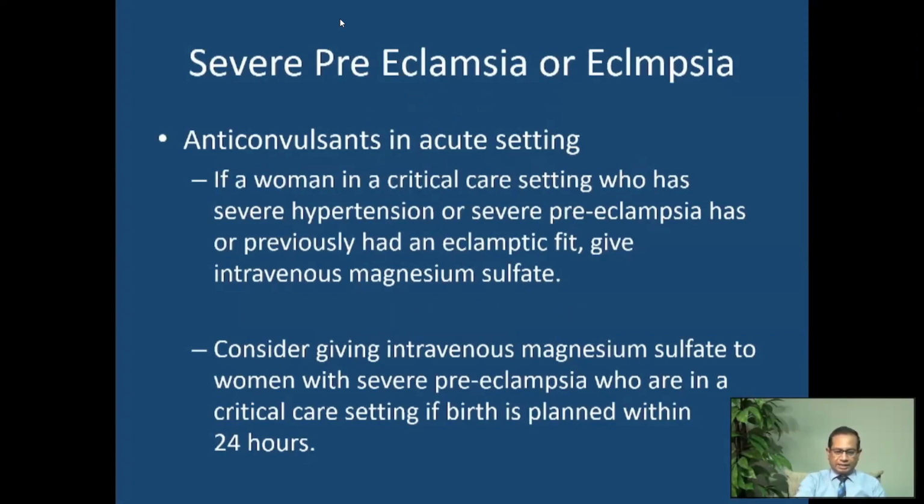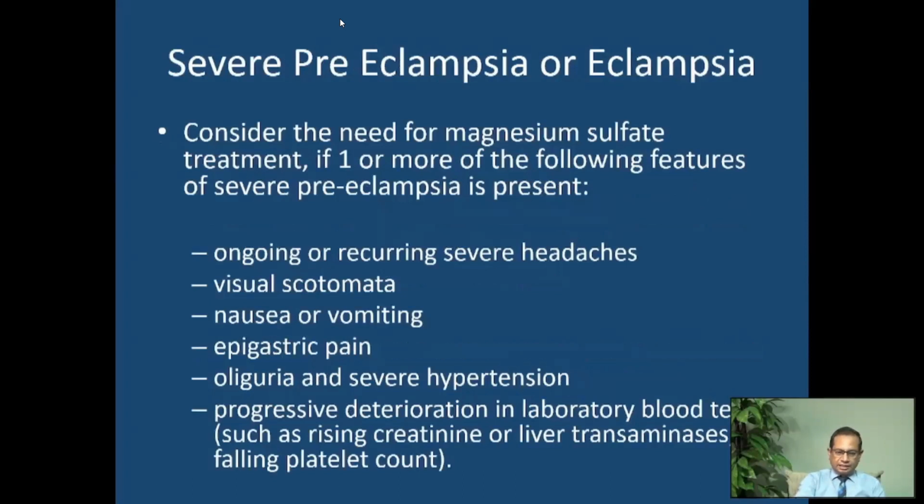Consider giving intravenous magnesium sulfate to women with severe preeclampsia who are in a critical care setting if birth is planned within 24 hours. That is also important. If the team is deciding to go for delivery within the next 24 hours, it is important to give intravenous magnesium sulfate because of the severe preeclampsia. And consider the need for magnesium sulfate treatment if one or more of the following features of severe preeclampsia is present. So these are the indications to give magnesium sulfate.